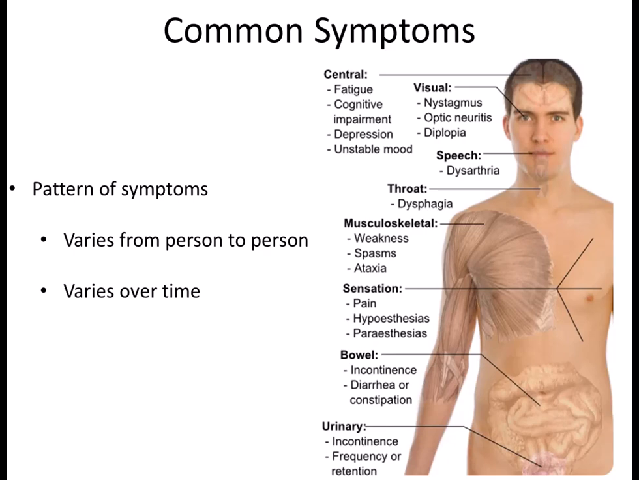Things are going to be blurry or double. The patient might develop dysarthria, trouble swallowing, weakness, muscle spasms, ataxia, definitely spasticity. They might have pain or numbness and tingling, or paresthesias, in any part of their body. They might develop incontinence of bowel or bladder, or they may also experience urinary retention.